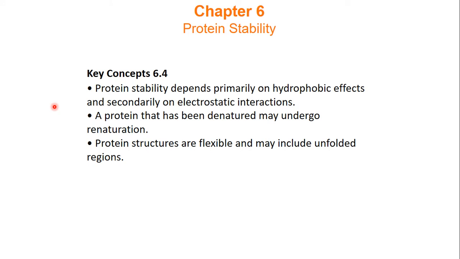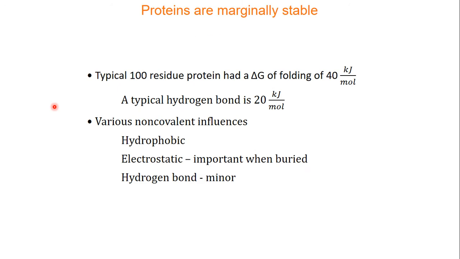In this video, we're going to look at the factors that influence protein stability, including hydrophobic effects, and eventually we're going to look at denaturation and unfolded regions. So typically a 100 residue protein isn't all that stable in its native conformation. We say it roughly has a delta G of 40 kilojoules per mole. To put that in perspective, a hydrogen bond has roughly 20 kilojoules per mole of stability. So a folded protein is twice as stable as a hydrogen bond. So it's not all that stable.